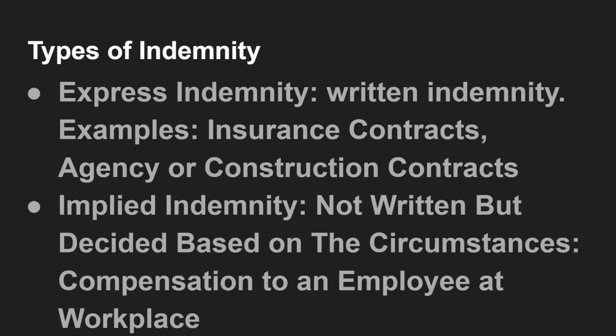Now, types of indemnity. Express indemnity is there. Express indemnity meaning written indemnity. When you are getting the contract itself, it's clearly mentioned. Example, insurance contracts, agency or construction contracts. When you are buying a property, when you're buying a land or anything from a builder or BDA, Bangalore Development Authority, terms and conditions are clearly mentioned. It's written there. Implied indemnity meaning not written but decided based on the circumstances.